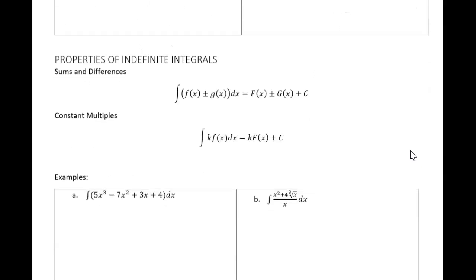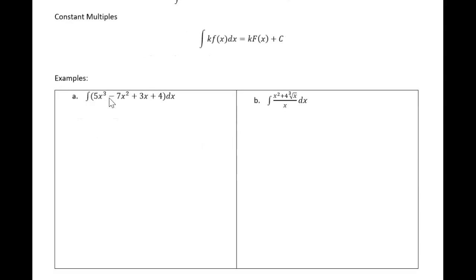The properties of indefinite integrals: for sum and difference, you just have a sum and difference, so you can split those up. For constant multiple, you can bring your constants out front and leave them as a constant multiple. So if we're looking at this next one, this integral can be broken down into sums. So we've got the integral of 5x cubed dx. Make sure you carry that dx with each term, okay?